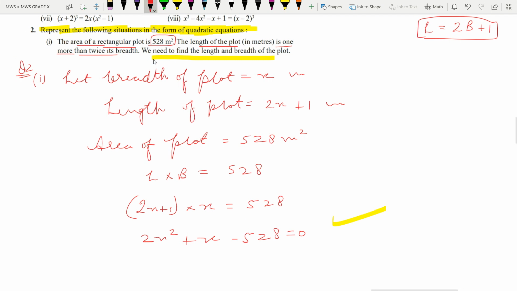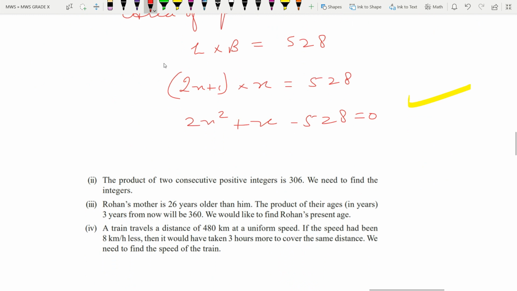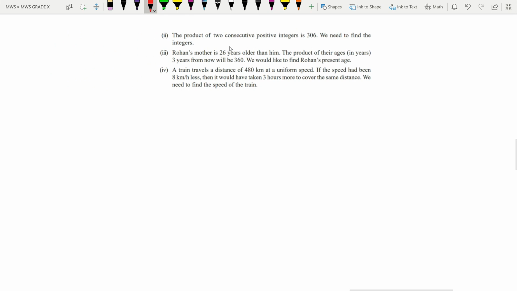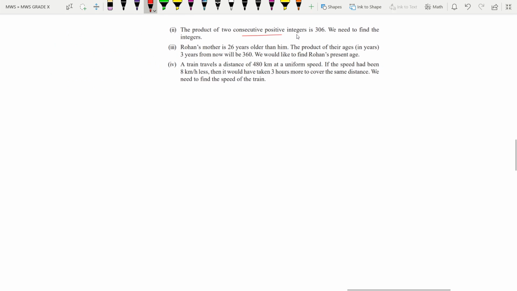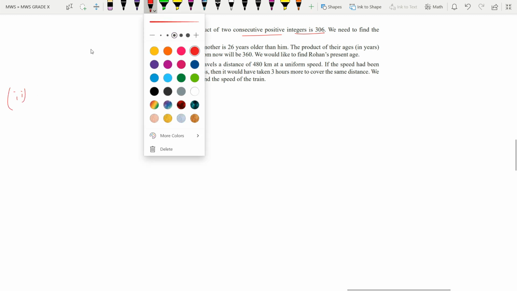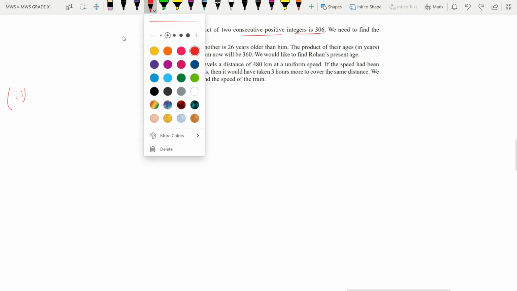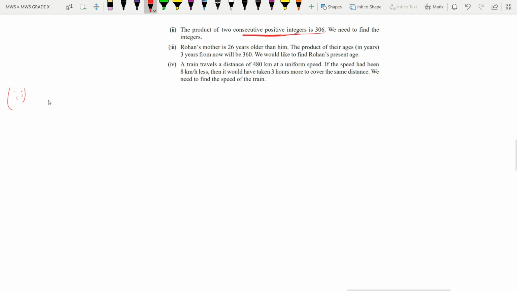After this, the next question, second part. The product of two consecutive positive integers is 306. Start with this. Product of two consecutive positive integers. First of all, concentrate on what is written here: consecutive positive integers. So let the two consecutive positive integers be x and x plus 1.